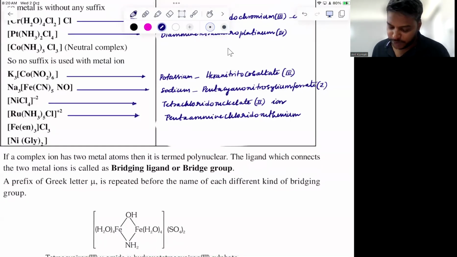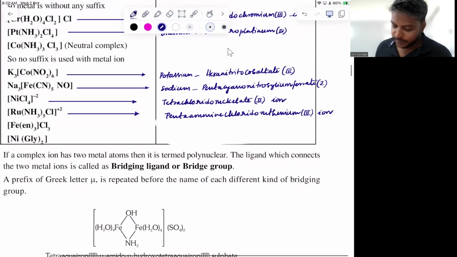Pentaammine chlorido ruthenium. How much is the charge? 3 ion. Next.